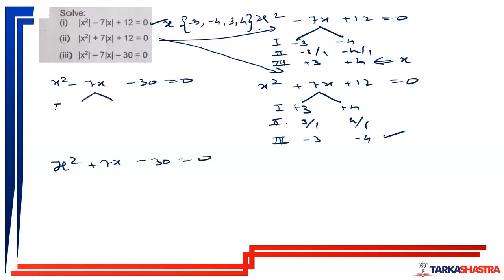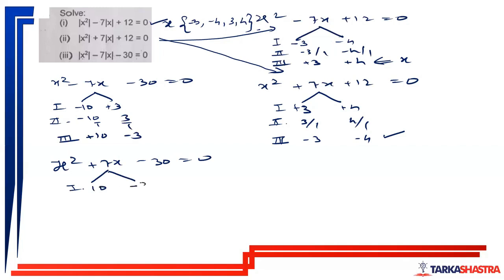What will be the split? First step, it will be minus 10 plus 3. Second step, minus 10 by 1, 3 by 1. Third step, change the sign. So this is positive 10, negative 3. Then what we have?